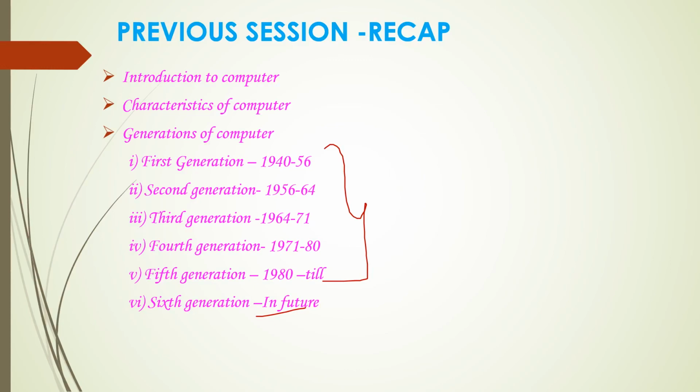So these are all the topics we discussed in generations of computer. At last, we discussed the 6th generation computing. In the 6th generation computing, we are using a natural language processor, isn't it? So its component is artificial intelligence.